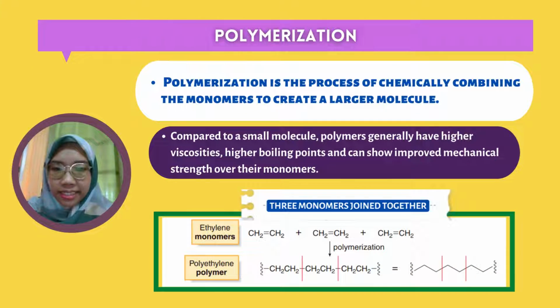Polymerization. Polymerization is the process of chemically combining monomers to create a larger molecule. Compared to a small molecule, polymers are beneficial in that they generally have higher viscosities, higher boiling points, and can show improved mechanical strength over their monomers. In the example here, we have three monomers, ethylene, joined together in polymerization, becoming the polymer polyethylene.